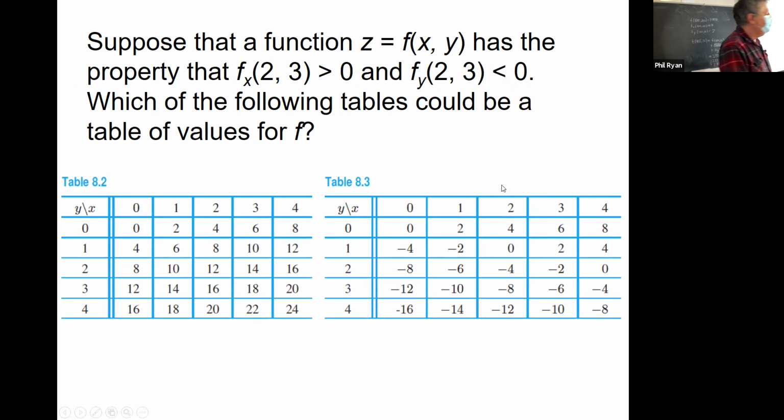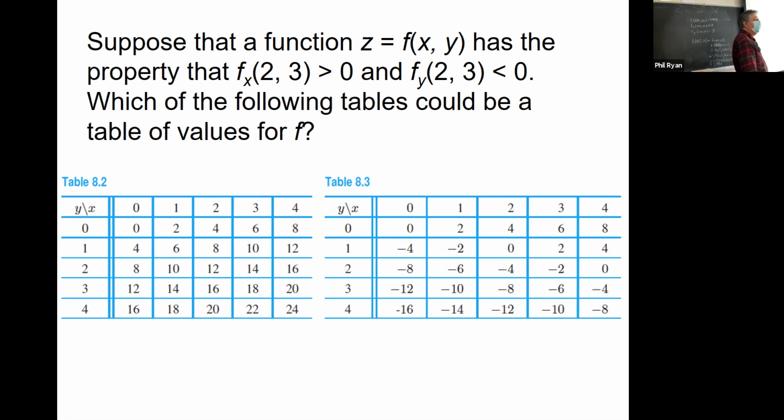Okay. So let's say we have some function of two variables, and we know the partial derivative with respect to x is positive, and the partial derivative with respect to y is negative at our base point (2, 3). Which one of those two tables is consistent with that? So as we're going in the x direction, what are we expecting to see? Increasing. Is this increasing with respect to x? Is this increasing with respect to x? Yeah.